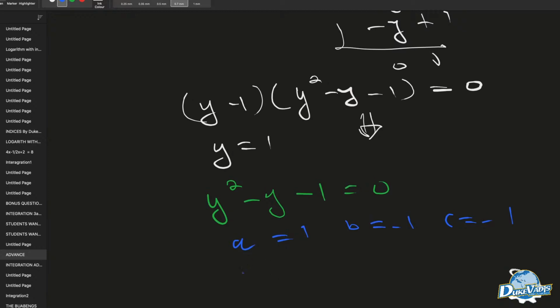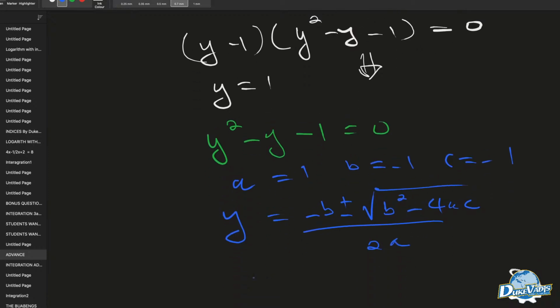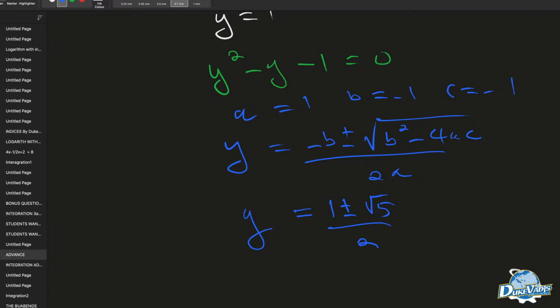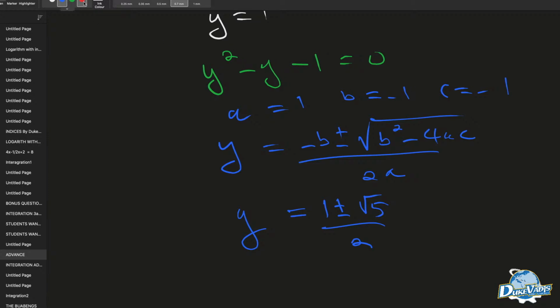So if we use the general quadratic formula, y equals -b plus or minus square root of b squared minus 4ac all over 2a. By substitution, our y now will be equal to minus of minus 1, so positive 1, plus or minus square root of 5, all over 2. Okay, so the values of y that we are able to achieve now are y equals 1 and y equals (1 plus or minus square root of 5) over 2.